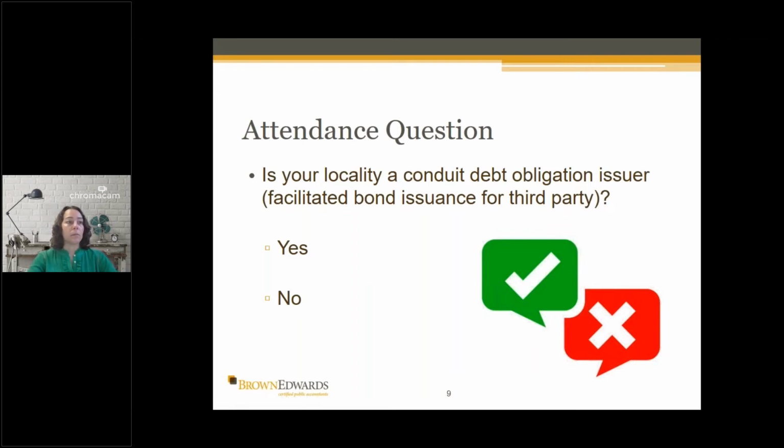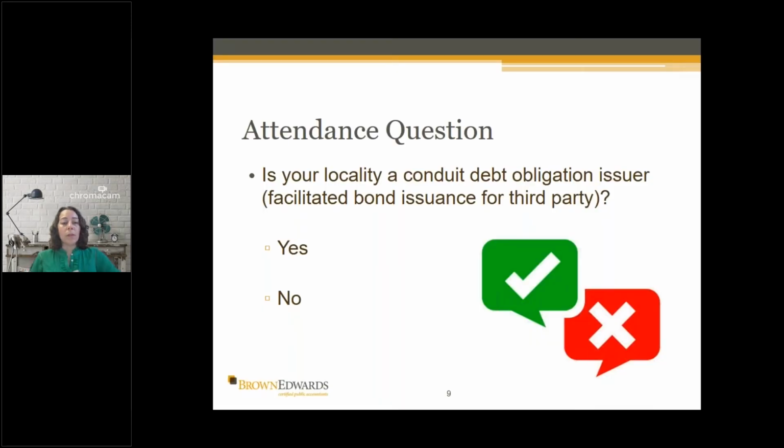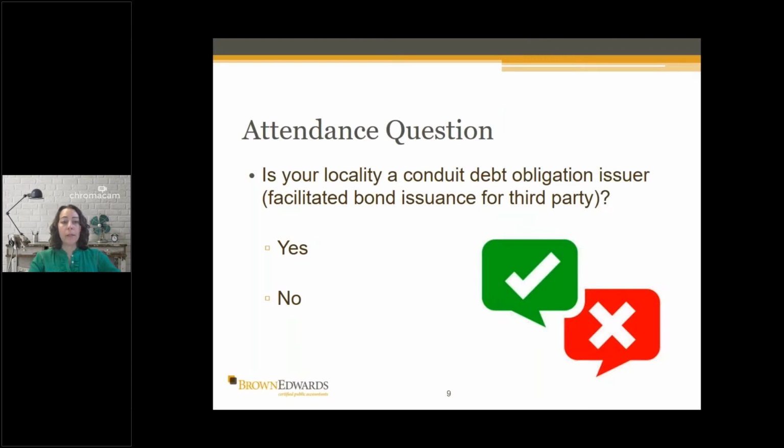Okay, the first poll is being launched. Closing the poll. Can you tell us the results? 71% no and 29% yes. Okay, so we've got a few issuers in the audience then.